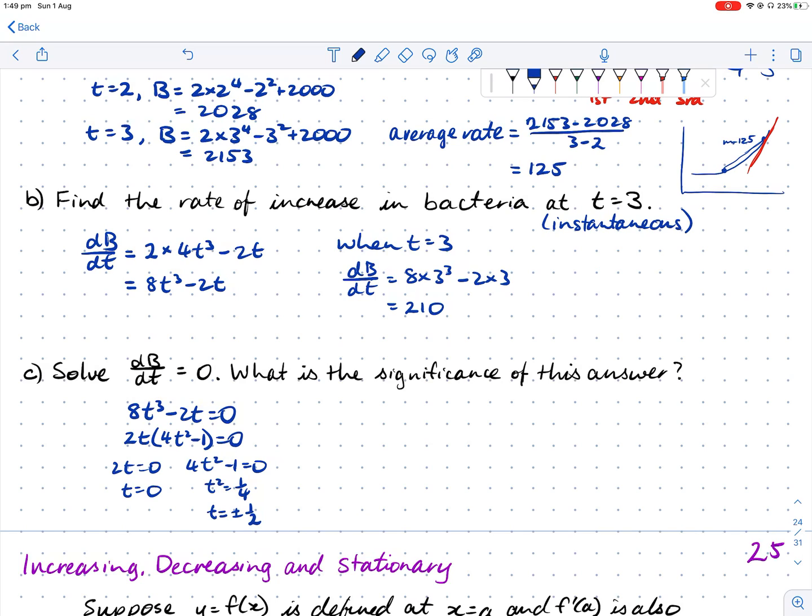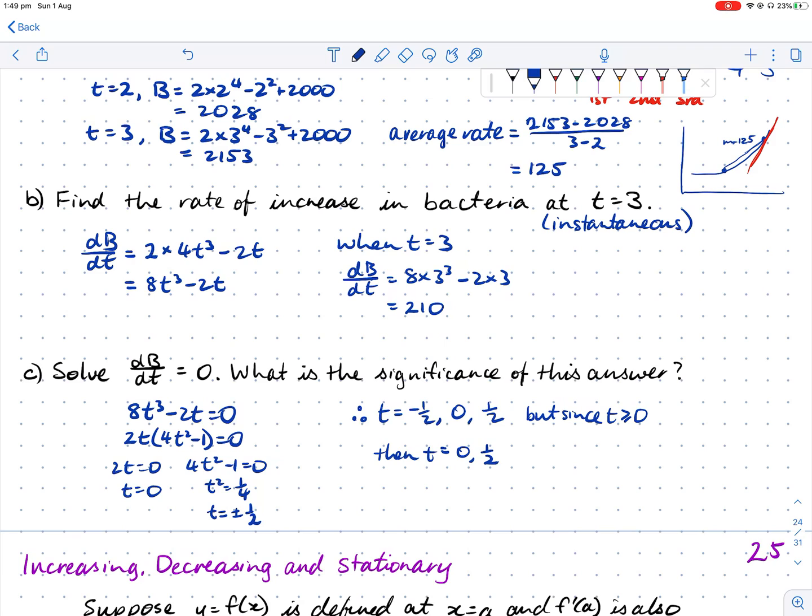So we've got three solutions there. Therefore, t equals negative a half, 0, and a half. Now, since t is a positive value, we're going to ignore the negative half. Since t is greater than or equal to 0, then t equals 0 and a half.